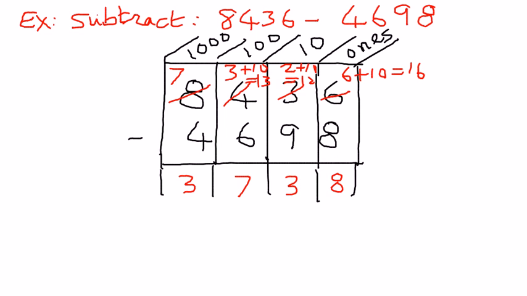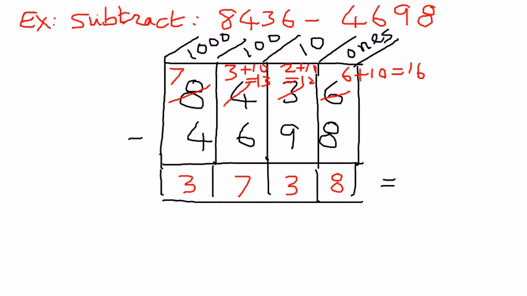What we have done here is repeatedly borrow from the next place by making a judgment on whether the number in each place value is less than or greater than the number below it. 6 was less than 8, therefore we borrowed from the tens place. 3 was less than 9, therefore we borrowed from the hundreds place. 4 was less than 6, therefore we borrowed from the thousands place. That is how we use the repeated borrowing technique to subtract numbers of this nature.